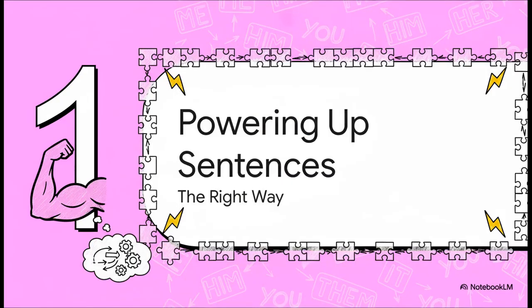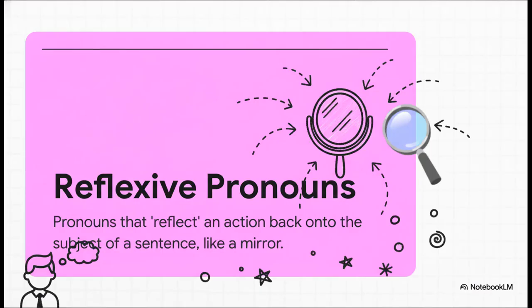So, before we even look at the mistakes, let's focus on the right way to use these words. Because when you get them right, they do more than just follow some grammar rule. They actually give your sentences a lot more power and precision. So what are we talking about here? Well, the official term is reflexive pronouns, and that name gives you a huge clue. They reflect the action back onto the subject of the sentence, kind of like a mirror. The person doing the action is also the person receiving it. But as we're about to see, they have a couple of other really powerful uses too.